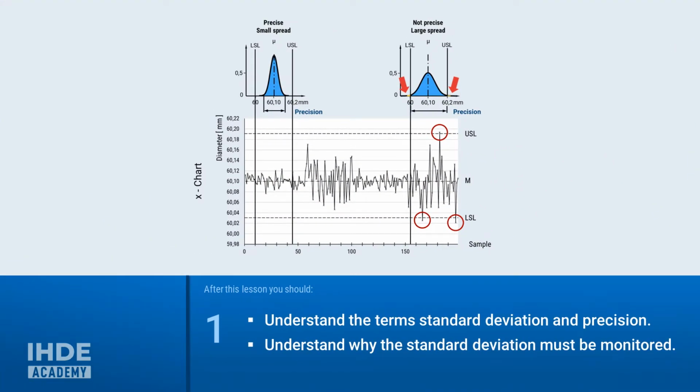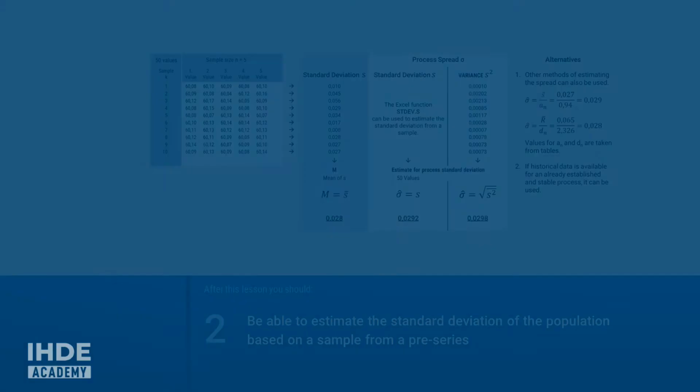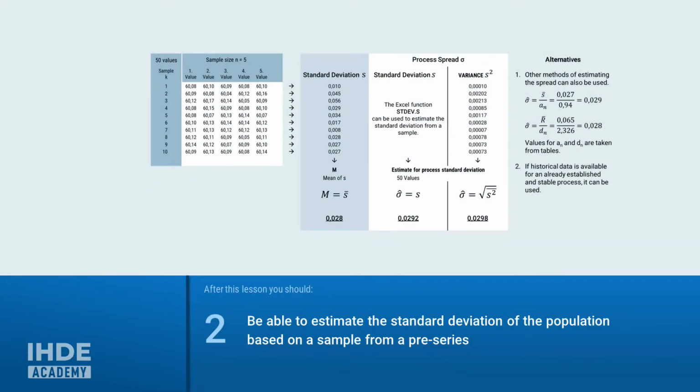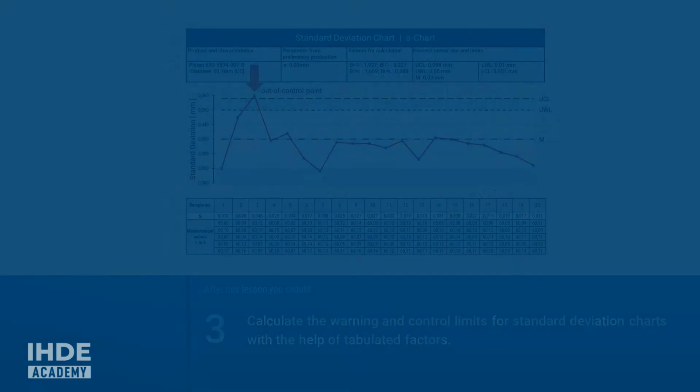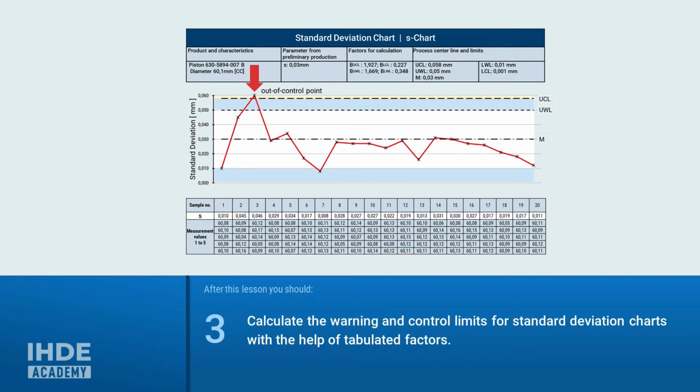And hello again to this lesson, which essentially has three learning objectives. First, you should be familiar with the terms standard deviation and precision, and understand why the standard deviation should be monitored as a measure of the spread of a process. You should also be able to use a sample to calculate its standard deviation. And of course, the focus of this lesson is that you should be able to create a control chart yourself and calculate the warning and control limits.